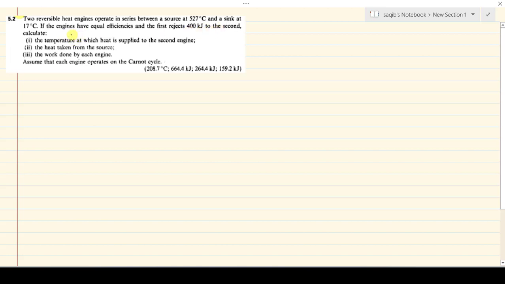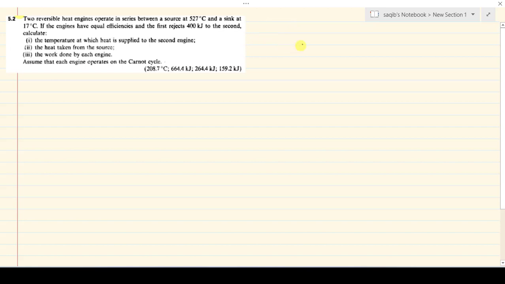Both the engines are operating in series. I will draw the schematic diagram first. We need to find the temperature at which heat is supplied to the second engine, then the heat taken from the source and the work done by the engines. Assume that the engines operate on the Carnot cycle. Before solving this problem 5.2, I will make a schematic diagram that will help you in understanding this problem.